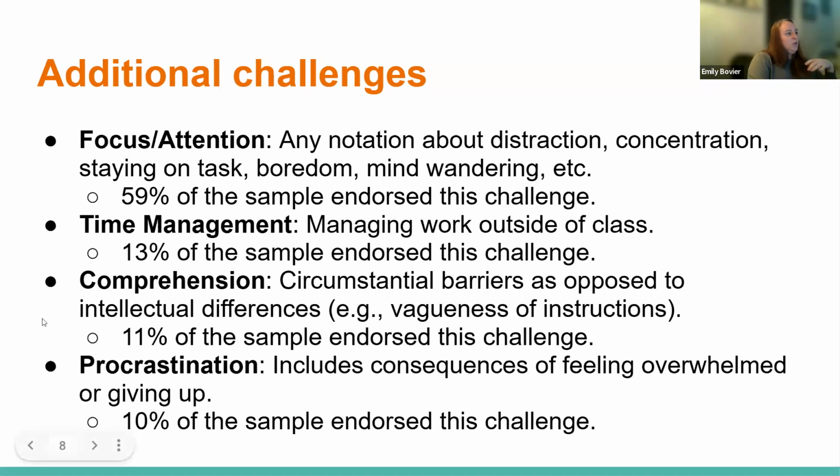With regard to comprehension, the one thing that I want to emphasize here is that it's not comprehension in terms of an intellectual difference. It's more comprehension with regard to circumstantial barriers. So a lot of students had notations about if the instructions that they receive are vague, that might lead to challenges with comprehension, right? So I just wanted to make sure that that was distinguished from an intellectual difference that might lead to comprehension difficulties.